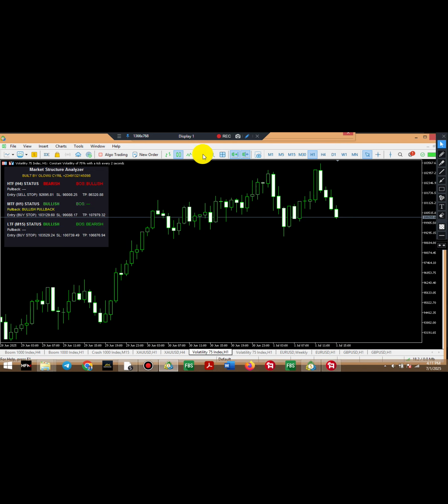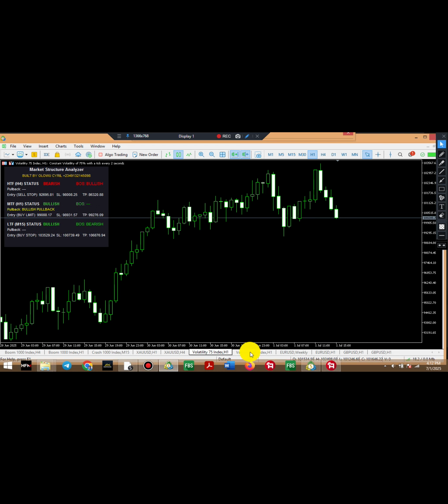Now from the H1, at first we have a bullish BOS, a bullish break of structure. Then we're able to identify a pullback. Then let's start with the H4 on that crash.